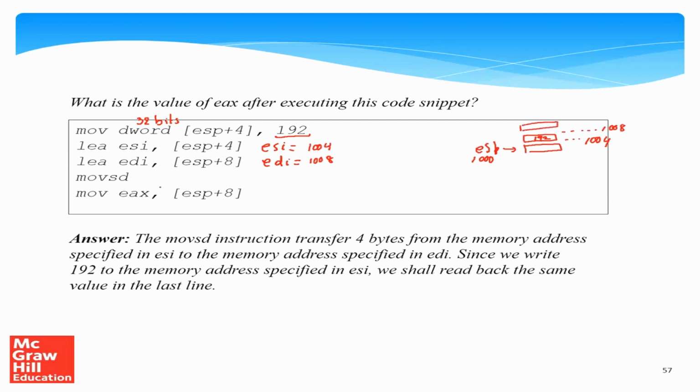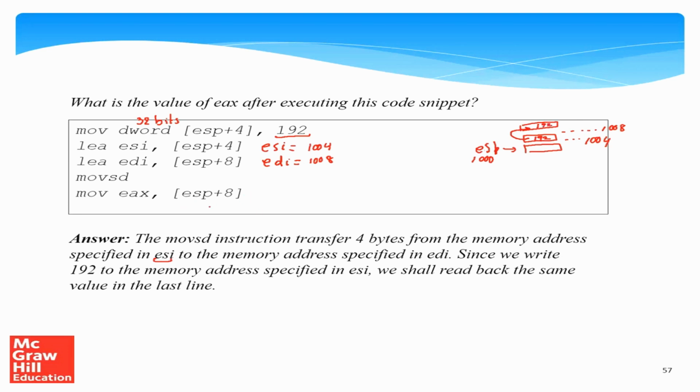Then we execute the MOVSD instruction. The MOVSD instruction will transfer 4 bytes from the memory address specified in ESI to the memory address specified in EDI. Fine. So what is there in ESI? ESI points to 1004, which has 192. So these contents will get transferred over here. So 192 will get written over here.